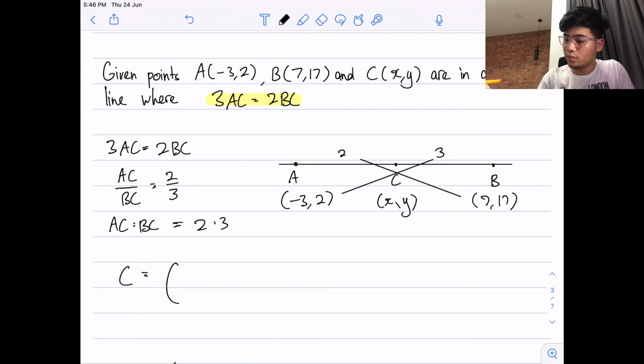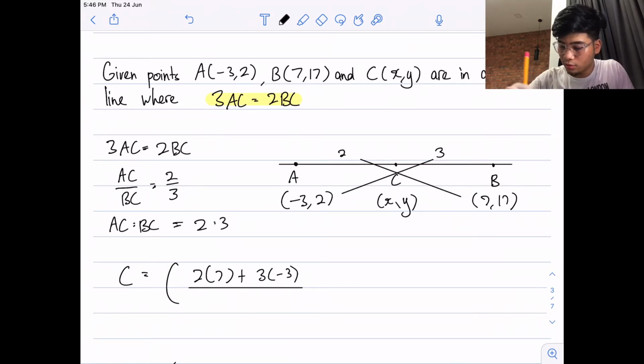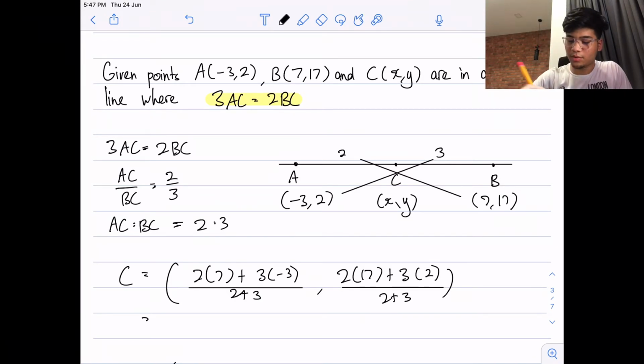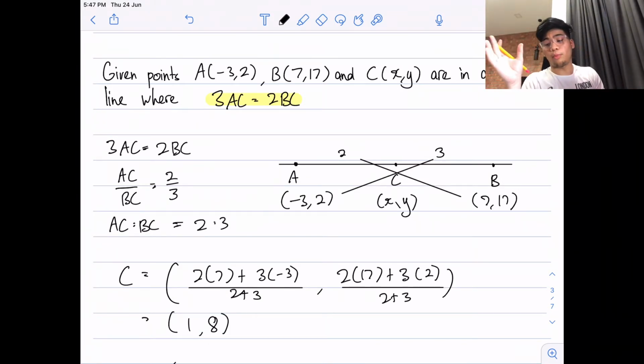So I know that C will equal 2 times 7 plus 3 times -3 over 2 plus 3, and also 2 times 17 plus 3 times 2 over 2 plus 3. From here we're going to get 14 minus 9, 5 over 5, that's 1. And also 34 plus 6, 40 over 5, that's 8. So that is our point C. Then we found it.